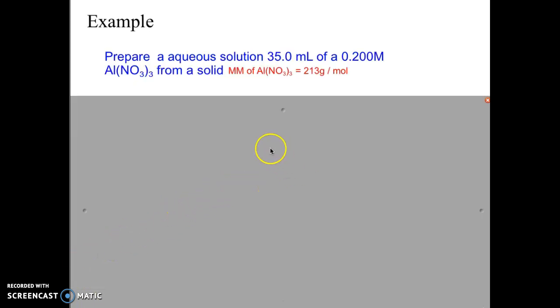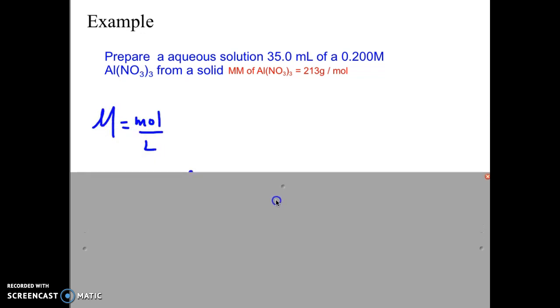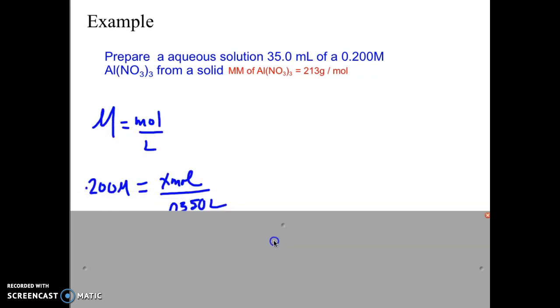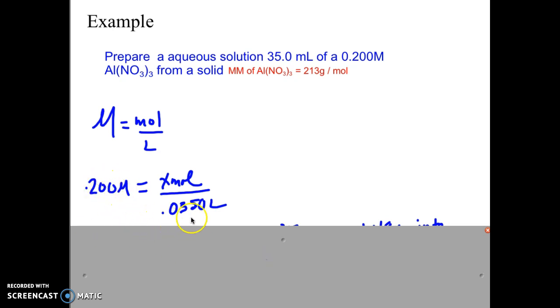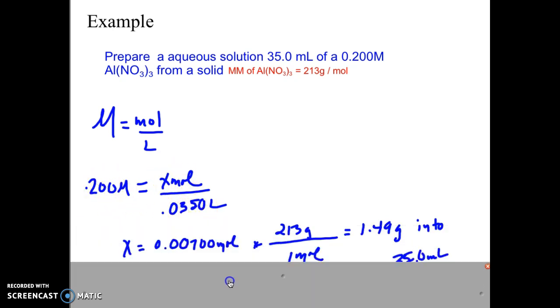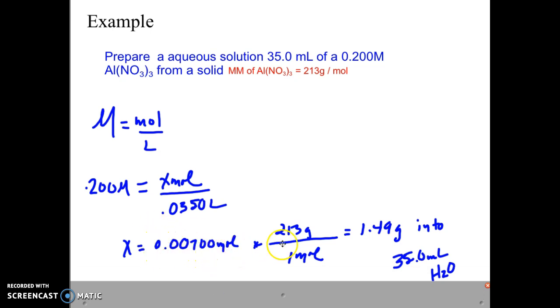What if I asked you to prepare 35 milliliters of a 0.200 molar aluminum nitrate aqueous solution from a solid? I'm giving you the molar mass. Again, you would know that molarity, capital M, stands for moles per liter. So you plug in your known molarity and your known volume, and you solve for moles. Then once you solve for your moles, you take the molar mass of the aluminum nitrate and you get to grams. So you would need to put 1.49 grams into that 35 mL of water to get that desired molarity.